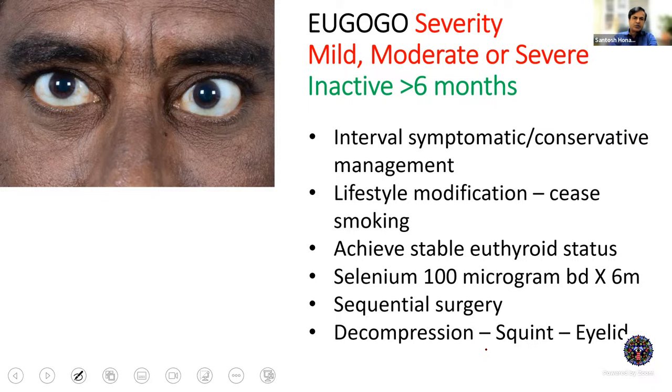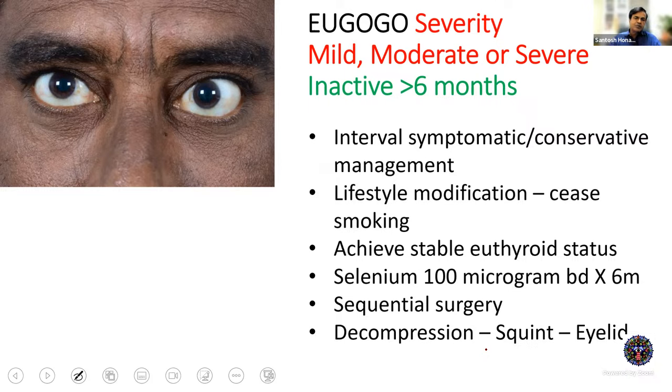Achieve stable euthyroid status. There should be no fluctuation, and the patient ideally should not fluctuate between hyperthyroid and hypothyroid. A longer hypothyroid trough predicts recurrence of activity. And you can also give selenium 200 microgram as sodium selenite, or 100 microgram of active selenium, twice a day for 6 months, which is supposed to help in these patients.